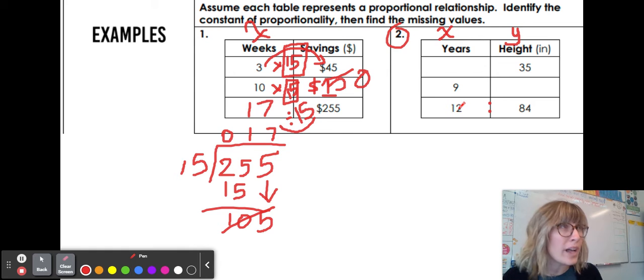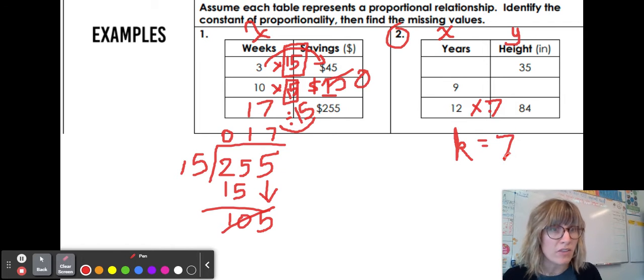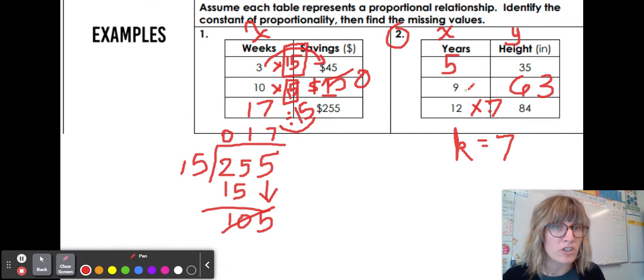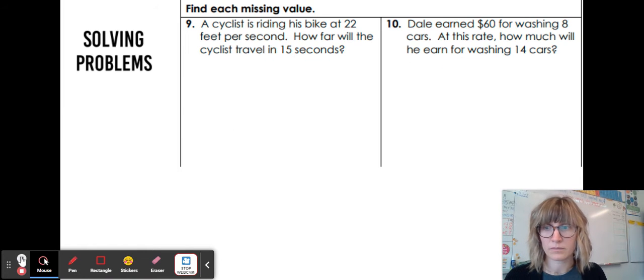So what did we do to that 12 to turn it into an 84? Well, we can multiply it by 7. So if we know that we're going to be multiplying by 7 as our constant, right? If our constant, our k, our rate of change is 7, we're going to do that in all of these here. So go ahead and pause the video and see if you can solve this one on your own. All right, and let's see if ours match. So 9 times 7 got us 63, and 35 divided by 7 got us 5.